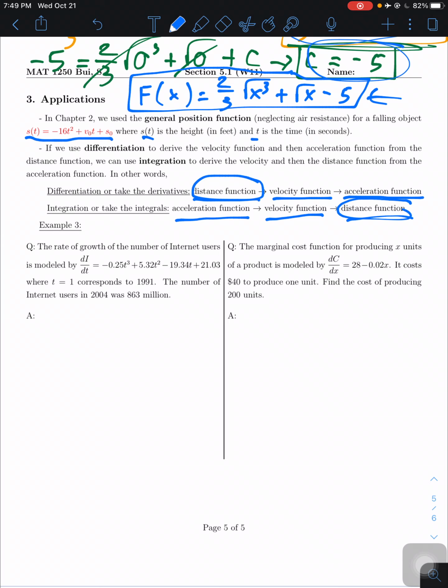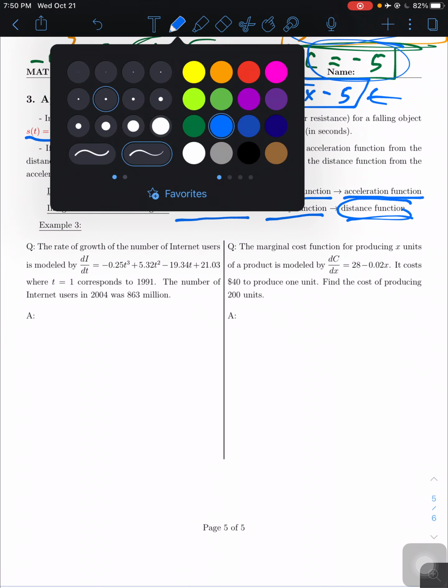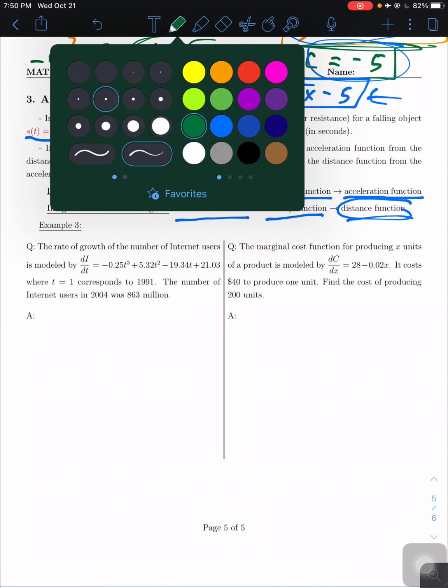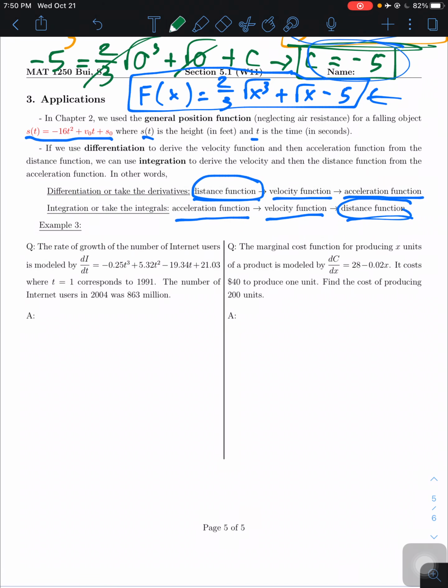Okay, so for my part, I have the rate of growth of the number of internet users, which is modeled by this equation, where t equals 1 corresponds to the year 1991, and the number of internet users in 2004 was 863 million. Okay, so as you can see, there's an equation, and there are some other numbers that we have to focus on. So let's put this one in green actually. So we have a function in here, and we also have some condition in here.